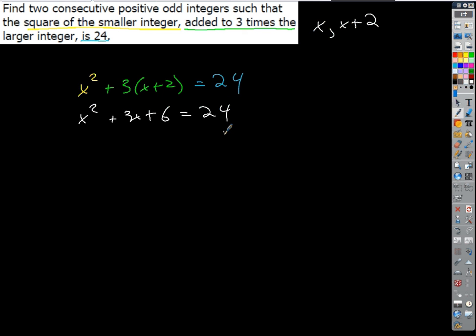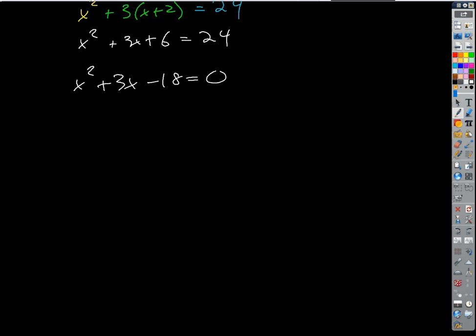Good, put it in standard form. Got to get it set equal to 0. So x squared plus 3x minus 18 equals 0. Okay, so how am I going to solve this quadratic equation in standard form? Factoring. It's easy to factor, so we definitely want to do that. 6 and negative 3. So my magic numbers are positive 6 and negative 3, so what are my solutions?